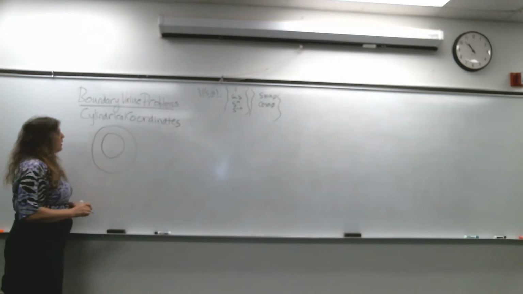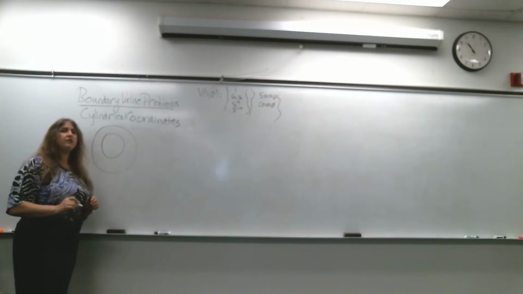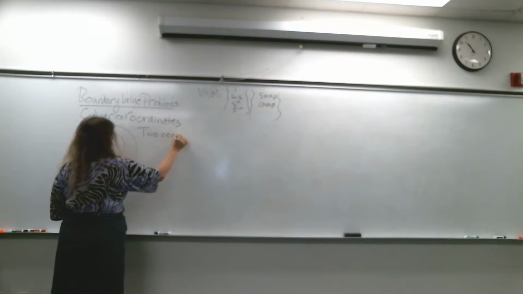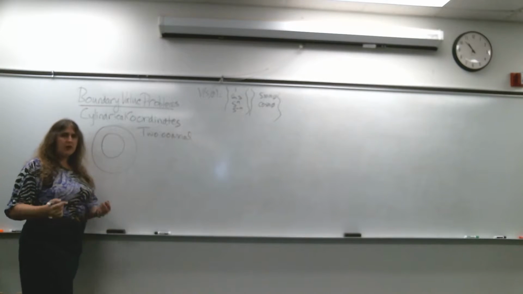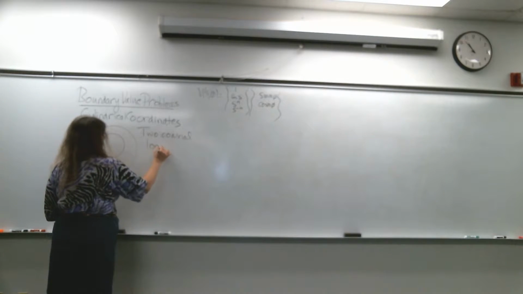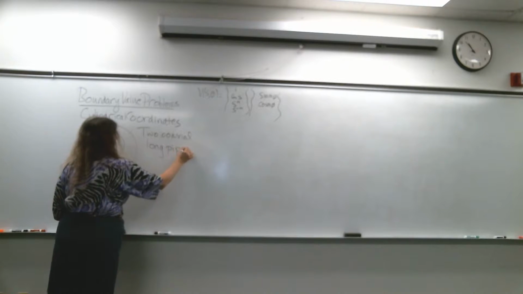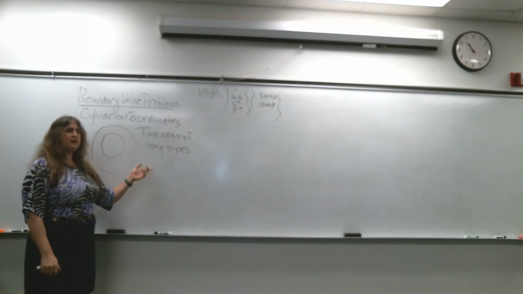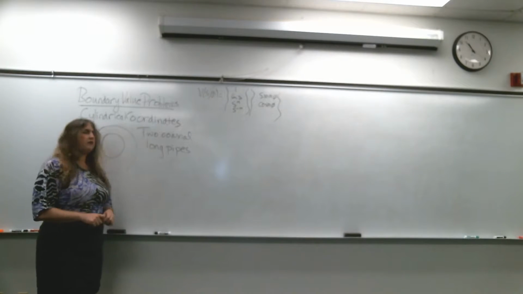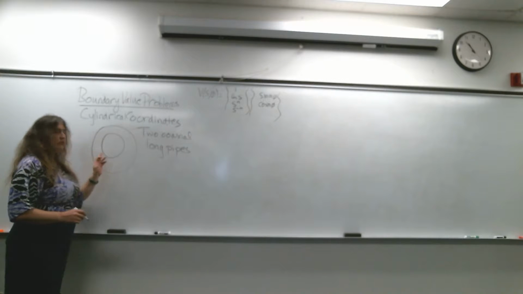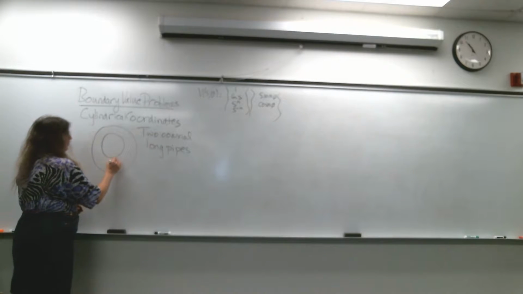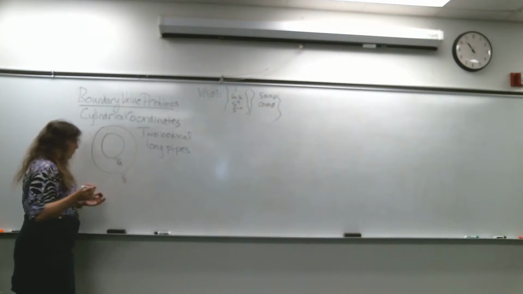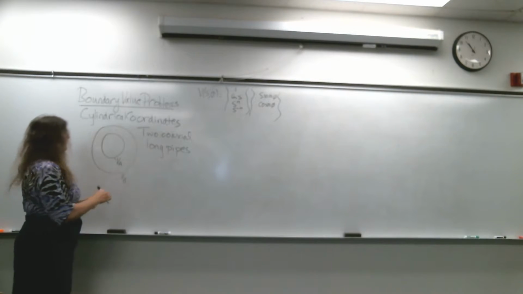In this example, I'm going to assume that I have two coaxial cylinders. Two coaxial long pipes. We come across the word long, very long, infinitely long. That's an indication that there's no z dependence in the problem. I'm going to assume that the inner cylinder is at potential VA, and the outer cylinder, or pipe, is at potential VB.